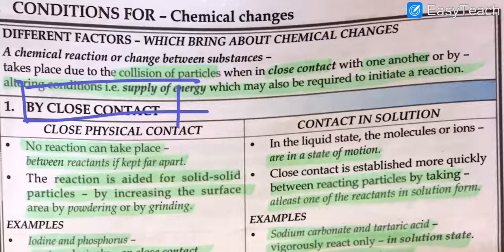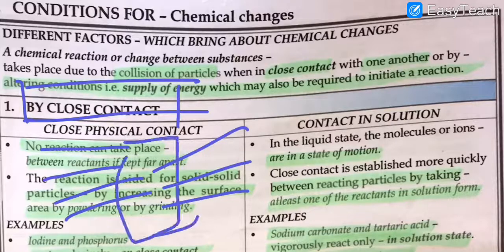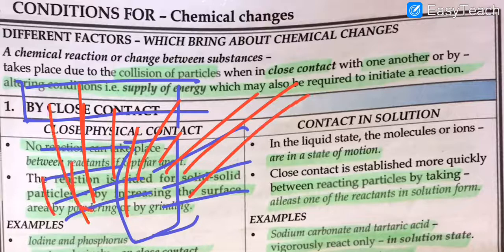Fine. Let's take an example. Iodine and phosphorus, they react explosively on close contact. Why? Because they're coming together, they're forming one, and then they're vigorously attacking. That means they have come in close contact, right? Then again, contact in solution would be whenever you put something in a solution, you have contact, right? Both the substances are having contact, so a chemical reaction is taking place.